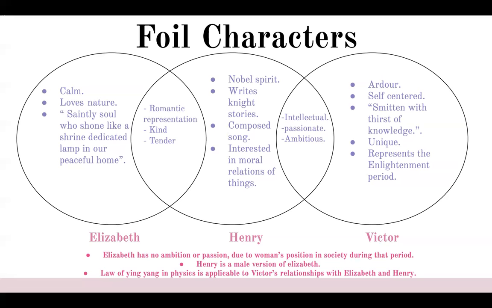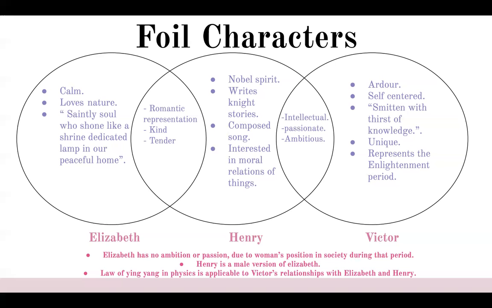Now, what makes him common to Victor is that they're both intellectual, they're passionate, they're ambitious, but Victor, he's self-centered, he's narcissistic, and he's smitten with the thirst of knowledge. He never has enough, which ultimately leads him to his downfall. And then we know that he's a unique person, he's quite eccentric, and he represents the Enlightenment period as he embodies all of their characteristics. And through Victor, through his downfall, Mary Shelley is able to criticize the Enlightenment ideology.